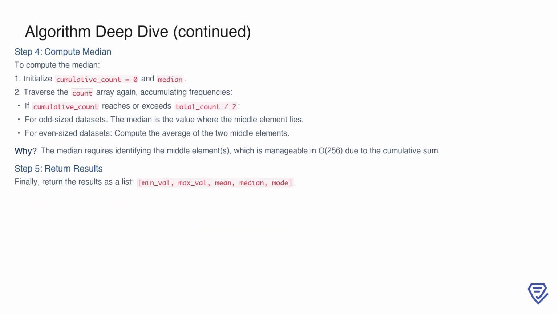After computing the mean, we move on to calculating the median. To do this, we need to identify the middle value, or values, in the dataset when sorted.